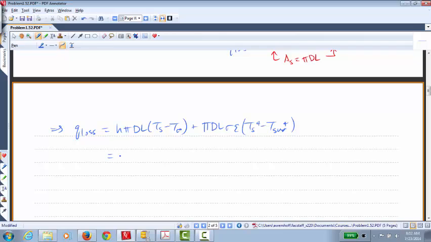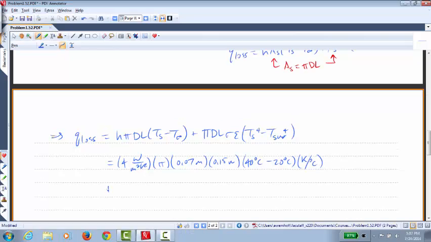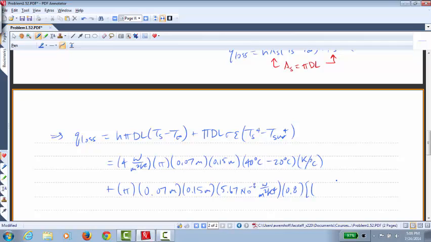We can determine what it is numerically. Plug in 4 watts per meter squared Kelvin times pi times 0.07 meters times 0.15 meters times 40 degrees C minus 20 degrees C. And again, since we're dealing with a temperature difference, you can take that degree C and convert it to Kelvin, and then you add the radiation term, pi times 0.07 meters times 0.15 meters times sigma, which is 5.67 times 10 to the minus 8 watts per meter squared Kelvin to the fourth, times epsilon, which is 0.8, times the surface temperature, and you have to use absolute units here, so it would be 313 Kelvin to the fourth, minus the surroundings in absolute units, 293 Kelvin to the fourth.